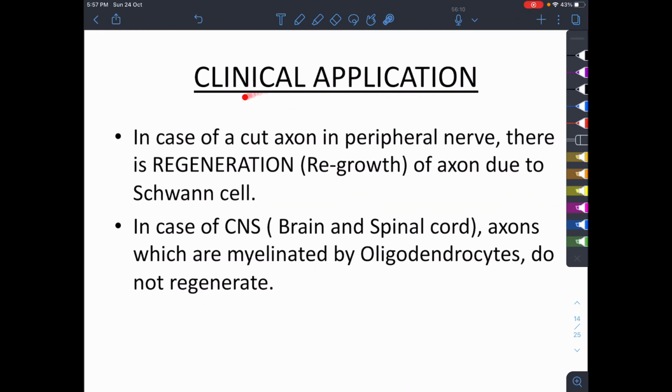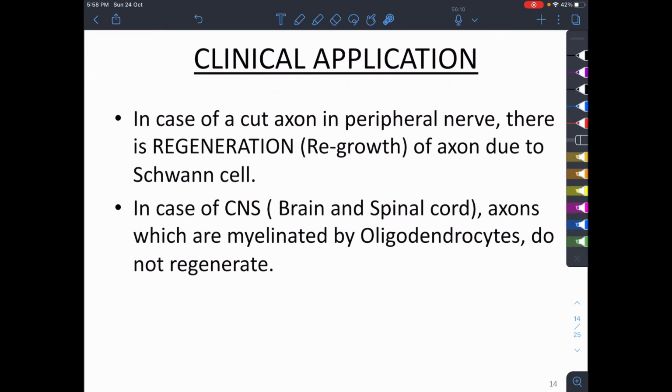So now we go to the clinical application. So in case of a cut axon in the peripheral nervous system, there is regeneration or regrowth of axon due to the Schwann cells. So if we have an injury affecting the axon, a cut in the peripheral nervous system, the Schwann cell is going to regenerate the axon.